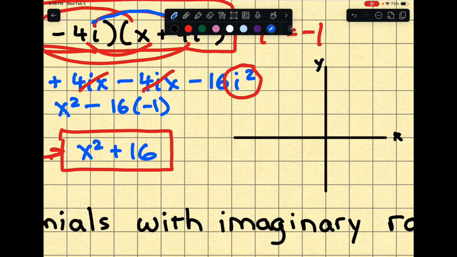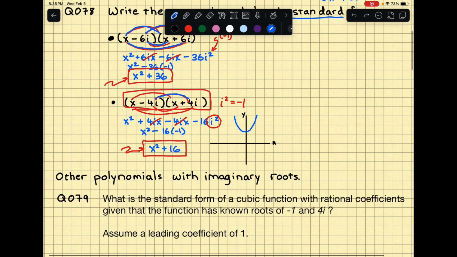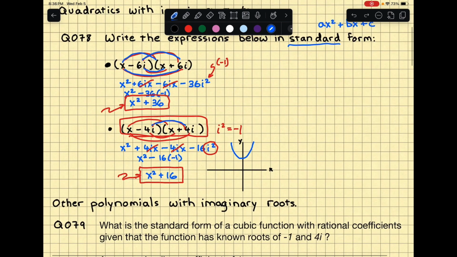Okay, y equals x squared is a parabola, right? y equals x squared plus 16. Well, that's going to go up here like this, right? It's going to be shifted up by a value of 16. And so you're going to see that it never crosses the x-axis, right? So it doesn't have any real roots. It only has imaginary roots. Okay. Hopefully no questions there.